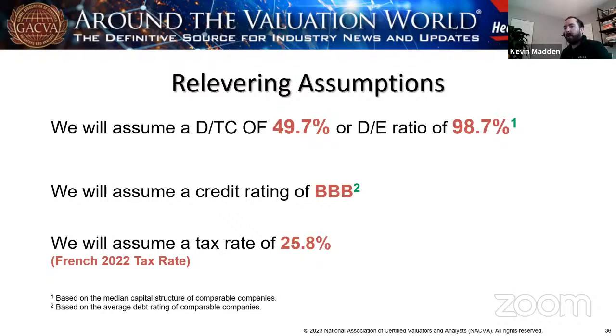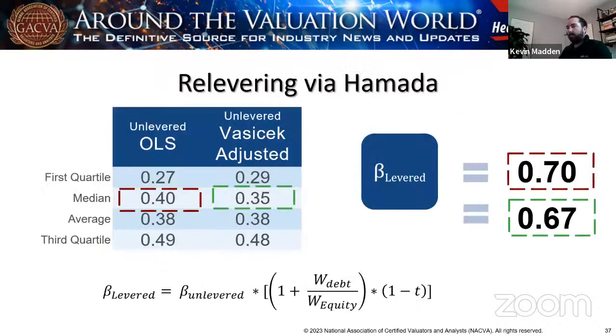And then for our subject company's location in France, we will relever to their tax rate, which the French 2022 tax rate is 25.8%. And one thing is you can always change to your CAPM tax rates. I mean, we provide you off the shelf items, but if you want to override it, you can always do that.